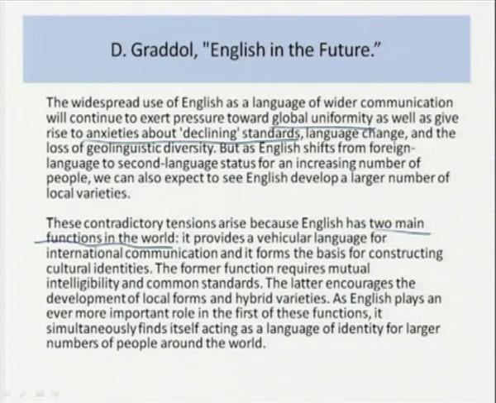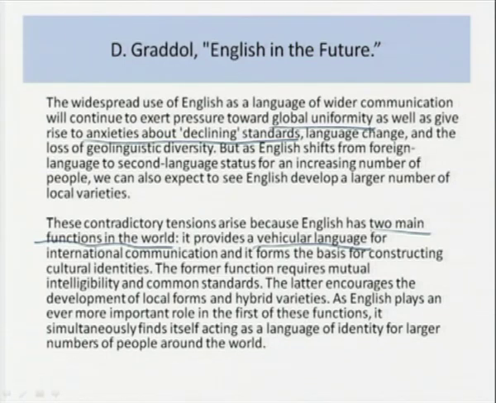So it provides, using the same term here, a vehicular language for international communication, and it forms the basis for, interestingly, also constructing cultural identities. So these are the two. It's the paradox of English. It is supposed to be a lingua franca. It is supposed to be a vehicle for furthering one's socio-economic status in many situations.